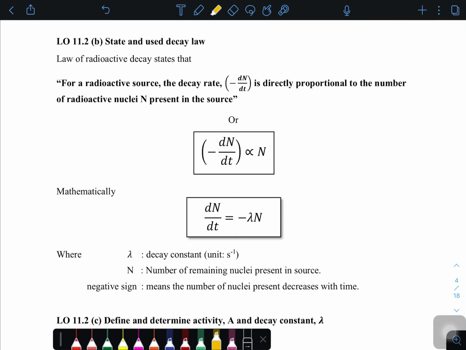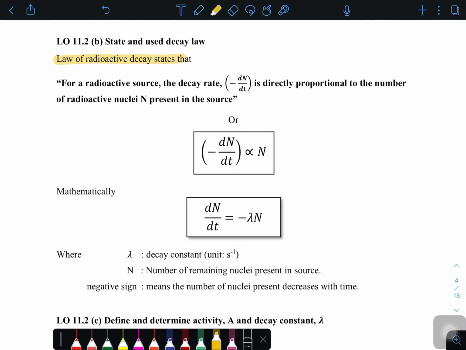Okay, next we go to the next learning objective in 11.2, which is state and use decay law. So we only have to state and use it. So what is the decay law? This is the most important thing, so we have to know what the law of radioactive decay is.